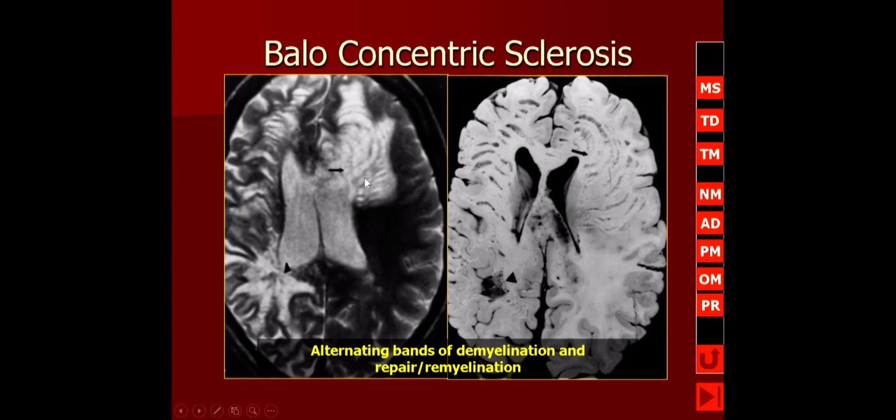So when you see something like this, and for the size of this abnormality, relatively little mass effect, you should think that this is, again, another variant of inflammatory demyelination called Balo's concentric sclerosis. So that's very, very important.